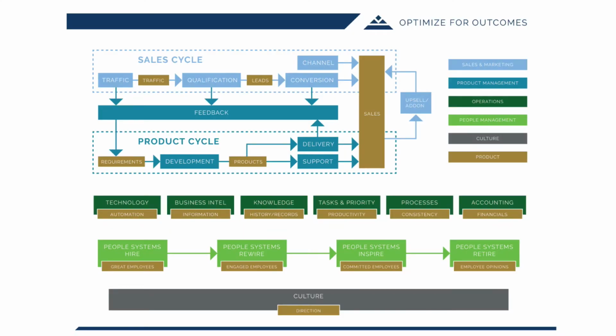So again, taking that and thinking about this diagram and how you use that in your business, take a look at those priority systems. Think about how those systems exist in your business today.